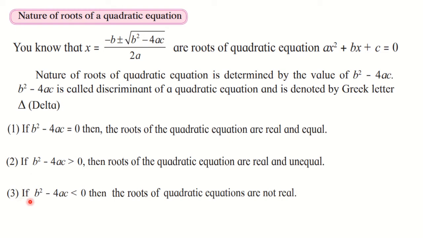And finally, if b square minus 4ac is less than 0, that means if it is negative, then the roots of the quadratic equation are not real, because under the root we cannot have a negative number, because we have already studied that a square is never negative. Therefore, if you get the value of delta negative, then the roots of the equation are not real. So this way we can determine the nature of the roots of a quadratic equation just by finding the value of the discriminant delta. Correct?